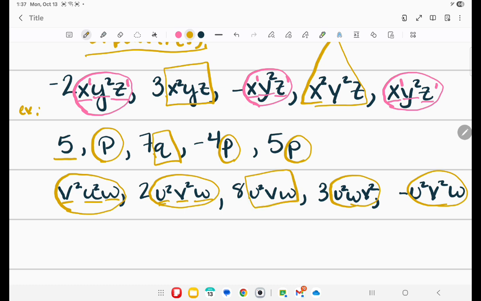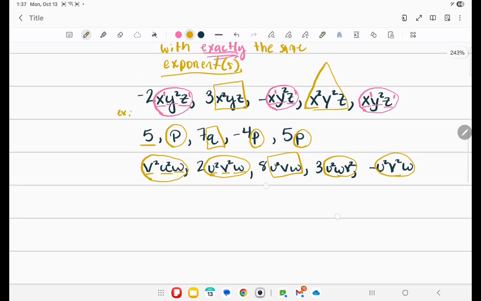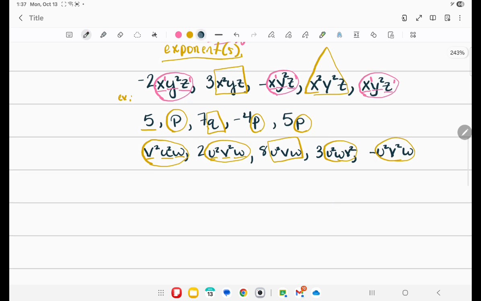All right. So this is identifying like terms. The last thing I need is combining like terms.